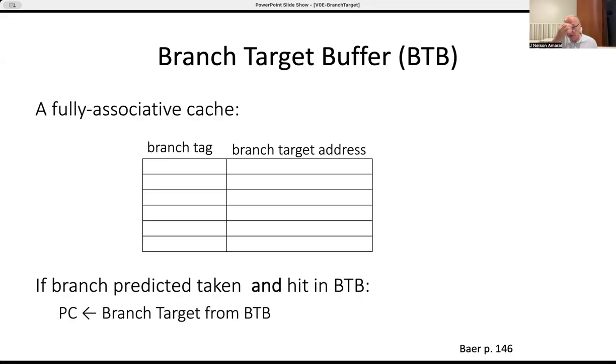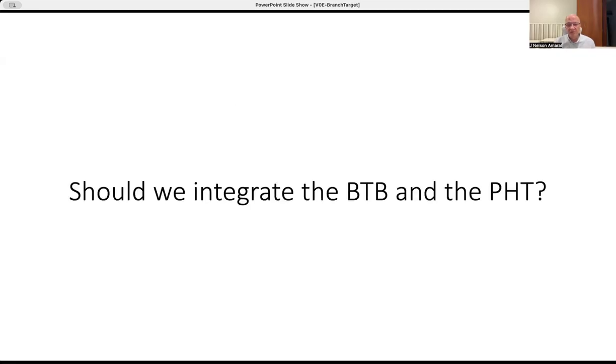So in the case that I predict the branch taken and I have a hit in the BTB, I'll take the address of the target of the branch from the BTB, and I'll immediately put it into the PC without having to compute it. That's the idea of the BTB.